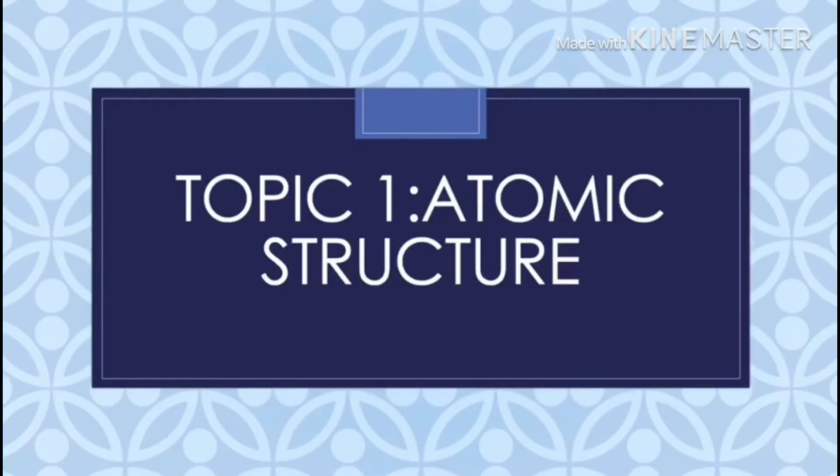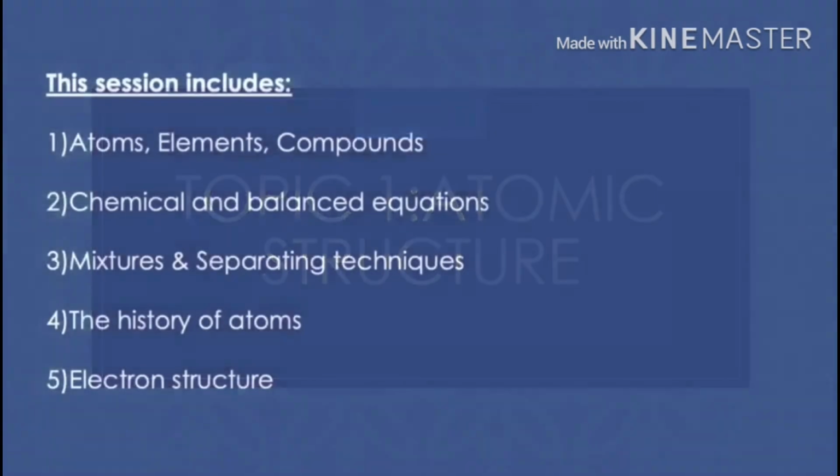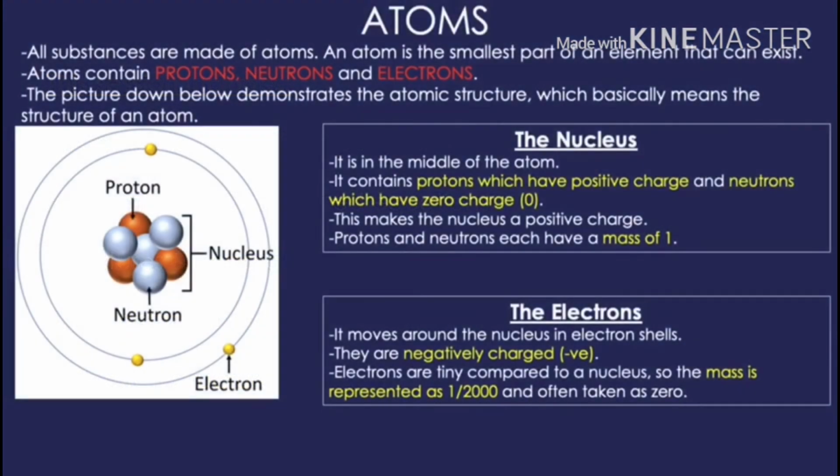Today I'm going to go through topic 1, which is about atomic structure. This session will include: number 1, atoms, elements, compounds; number 2, chemical and balanced equations; number 3, mixtures and separating techniques; number 4, the history of atoms; number 5, electron structure. So we're going to start with atoms.